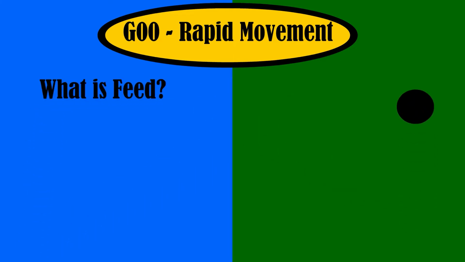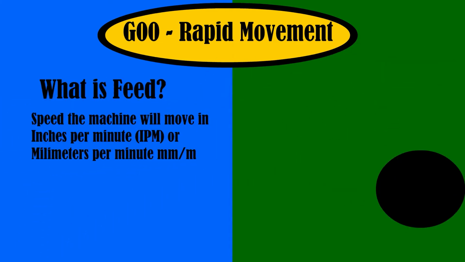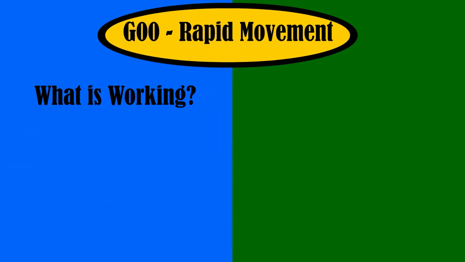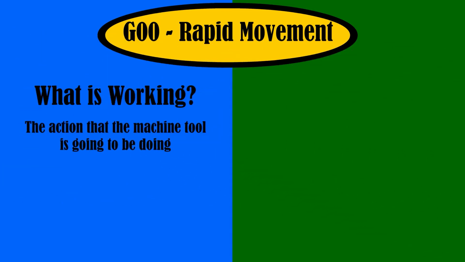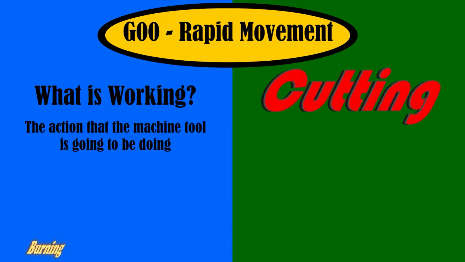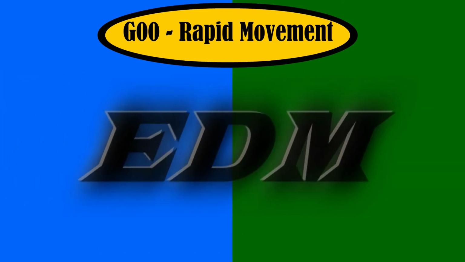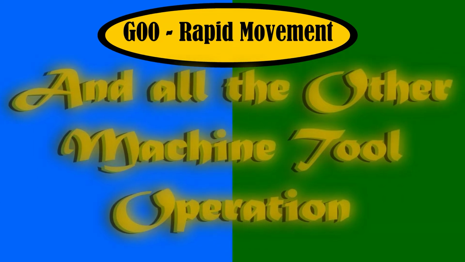So, now what is feed? Feed is the speed in inches per minute, IPM, or millimeters per minute, MMPM, that the machine will move. And what is working? Well, working is anything that the machine tool is going to be doing, whether it is cutting, burning, torching, laser cutting, adding material, EDM, the whole shooting match, that is working.